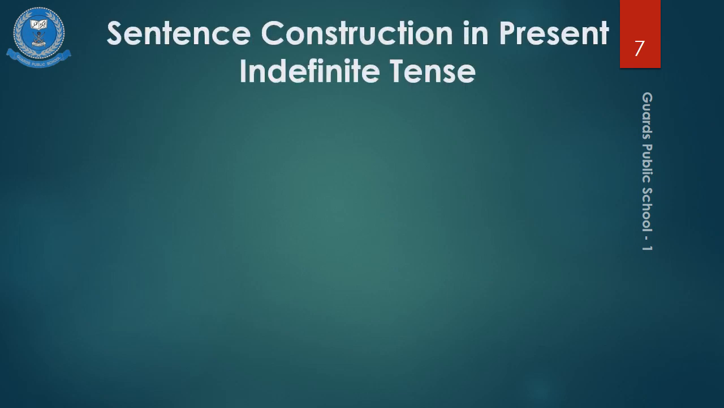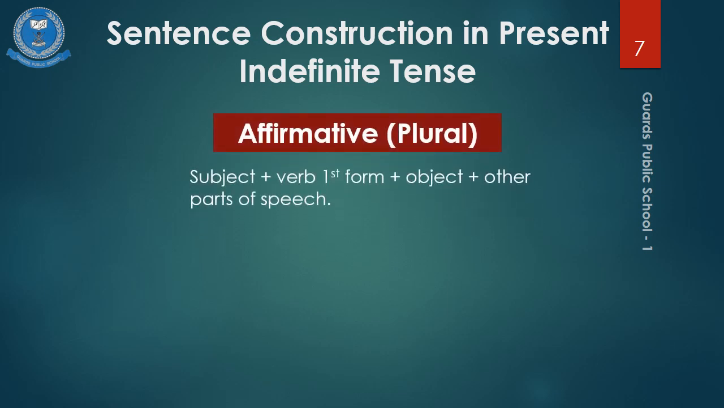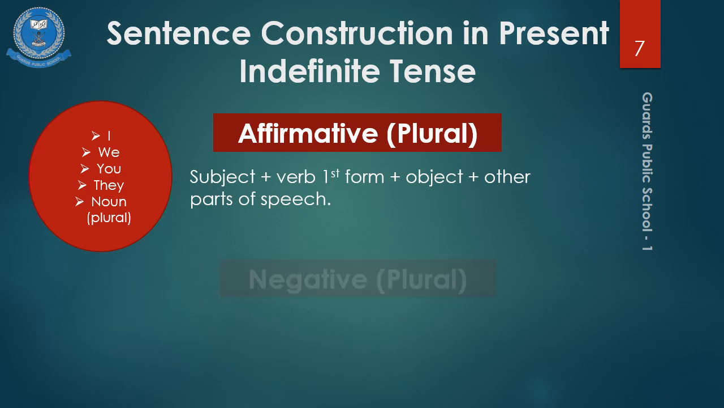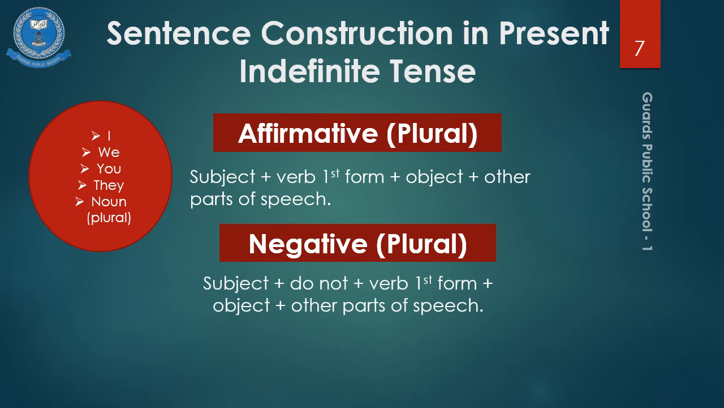In this topic, we'll learn the sentence structure of present indefinite tense. If you look at the structure of affirmative, we have subject in the beginning. Our subject can be a pronoun, that is I, we, you, or they, or it may be a noun. So, in affirmative, after the subject, we write first form of verb, then object, and then other parts of speech. In negative, we add do not after the subject.